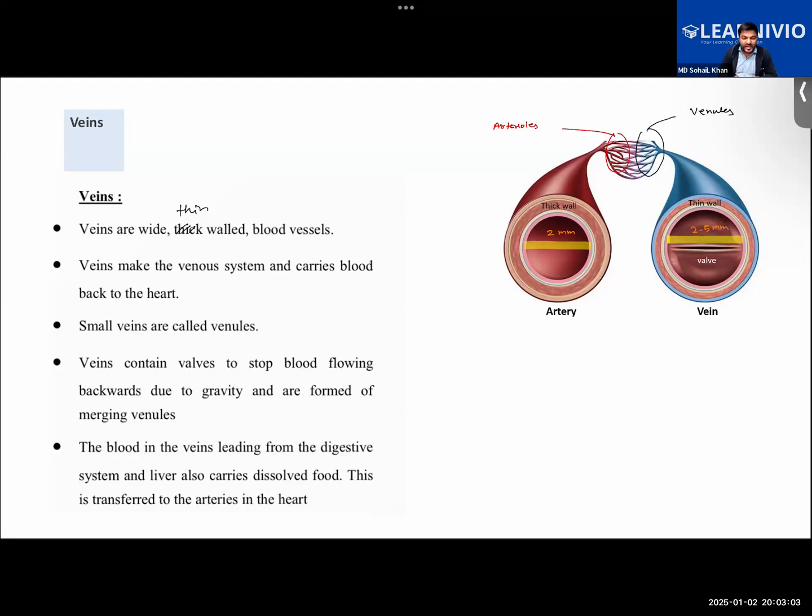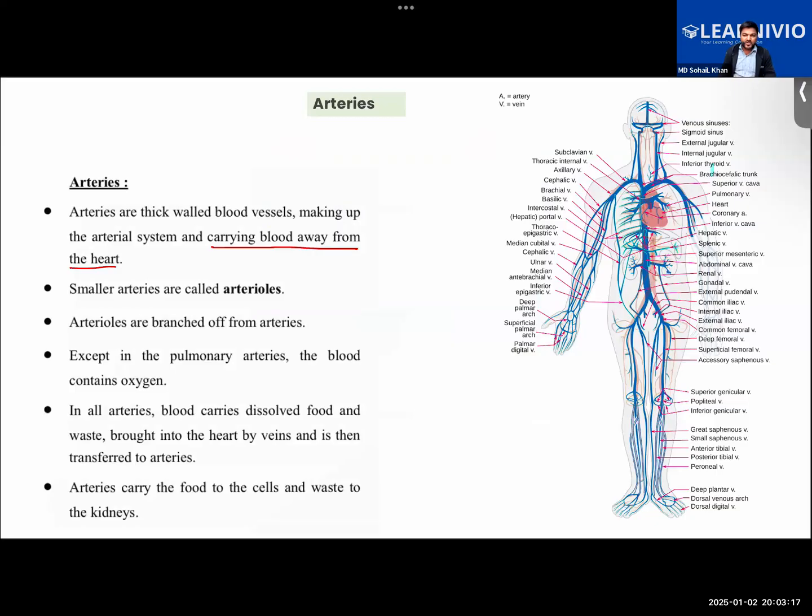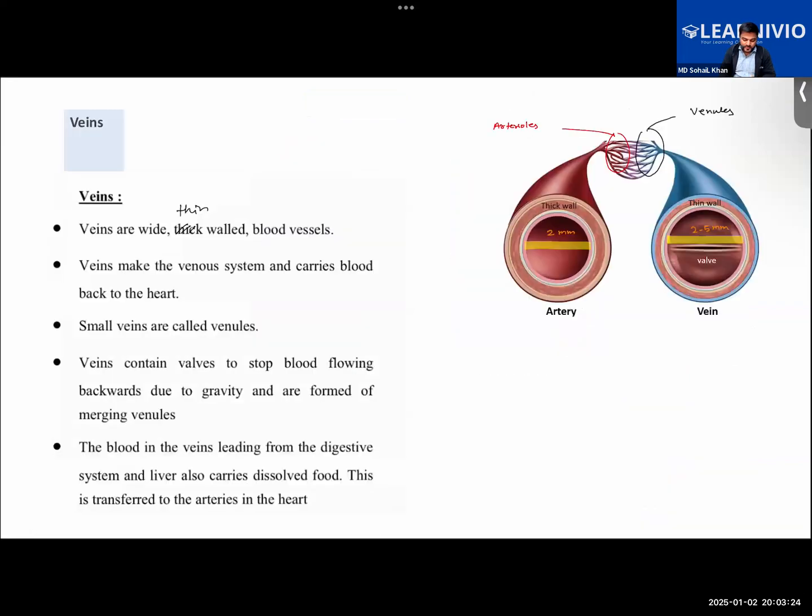The pressure is quite high in the arteries. Getting it? So thereby it has thicker walls, so that it does not break or rupture. Okay, that is one thing. Further, they are also very narrow, so that blood can flow through them quickly. So that is one thing.